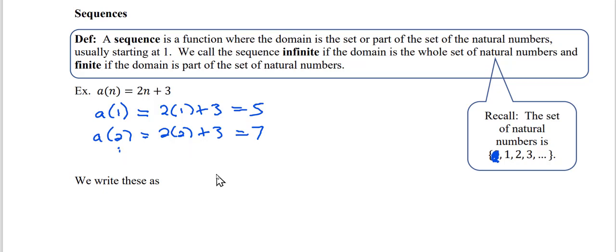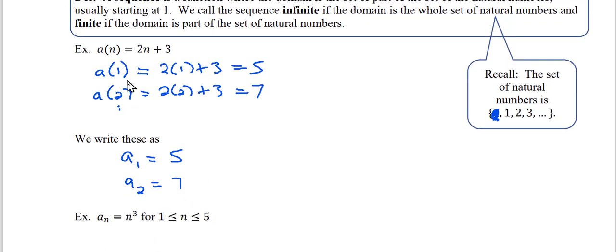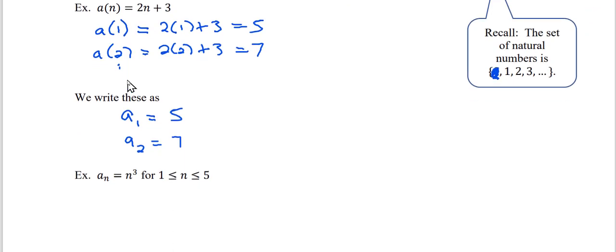Because we only are plugging in natural numbers, we don't typically use the function notation there. It would be much more common to write a with a subscript of 1 equals 5, a with a subscript of 2 equals 7, where that subscript corresponds to that natural number that you're plugging in. I wanted you to see that function notation to recognize these are functions. We're just very restricted in what our domain looks like.